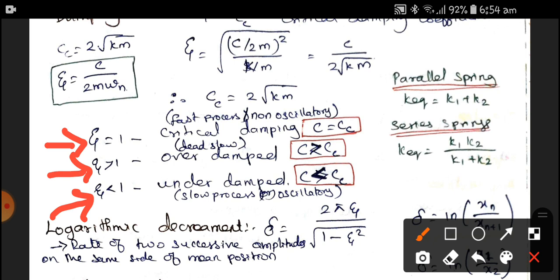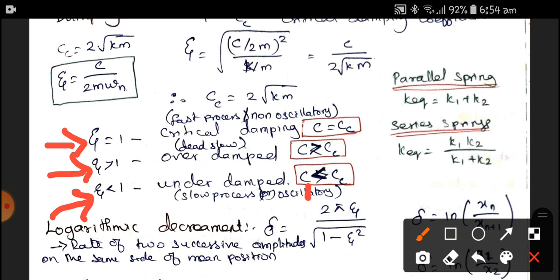For critical damping, the damping factor is equal to 1. When the damping factor is more than 1, what will happen? It becomes an over damped system. That is, the actual damping is more than the critical damping, and it is a dead slow process.